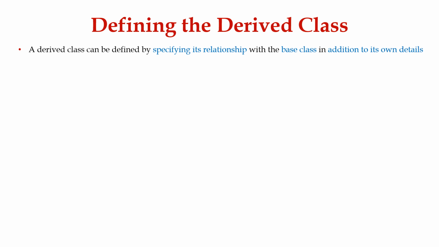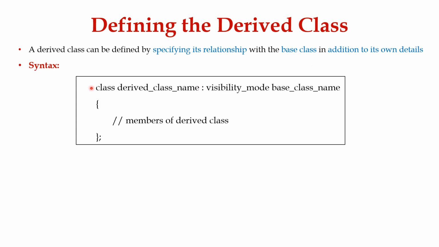Now let's see how to define the derived class. A derived class can be defined by specifying its relationship with the base class, in addition to its own details. The syntax is class, which is the keyword, followed by the derived class name, followed by colon. Colon indicates that the derived class is derived from the base class. Followed by the colon is the visibility mode. Here the visibility mode is optional. It can be either public or private. The default visibility mode is private.